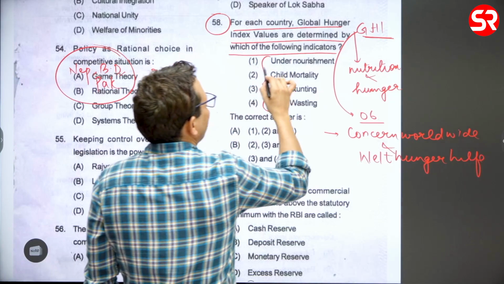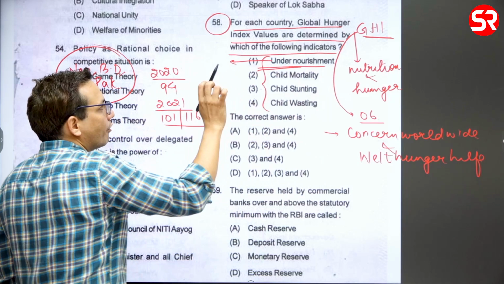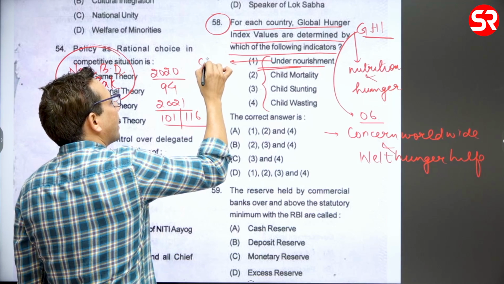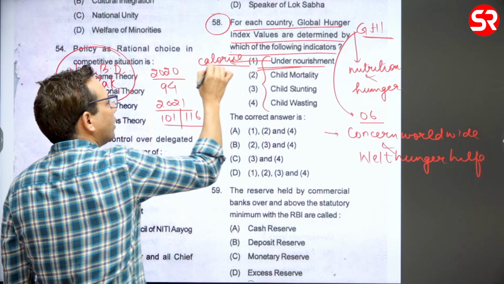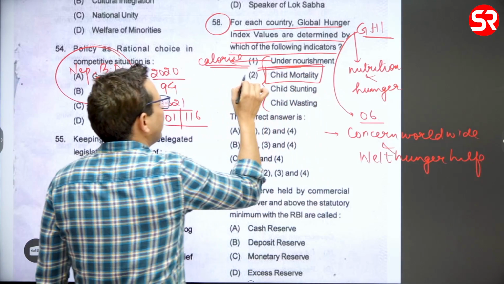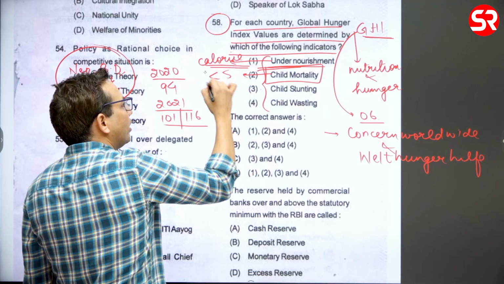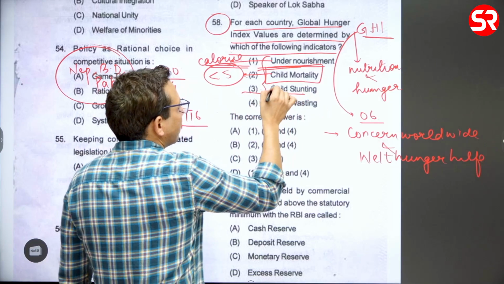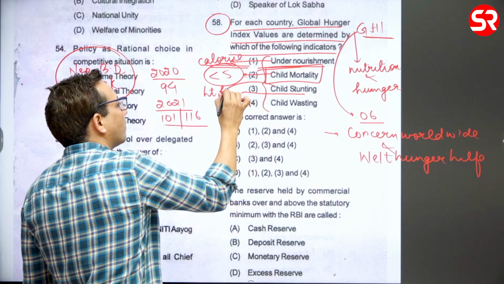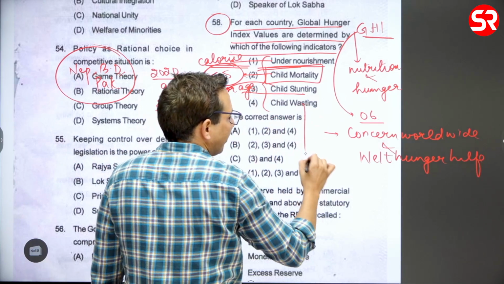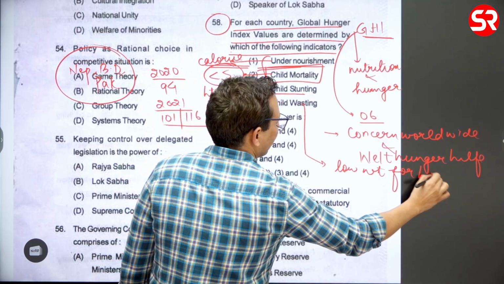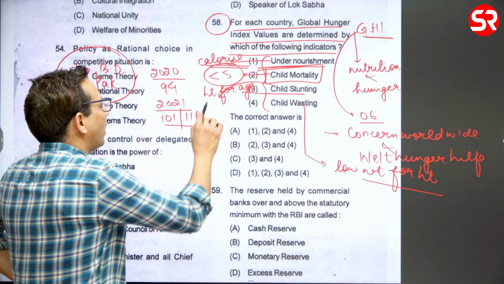So, what is undernourishment? It basically tells about the share of people with insufficient calorie intake, not about kids. It is the total population which is having insufficient calorie intake. Child mortality is the number of kids below the age of 5 who are dying. Child stunting is the share of kids below the age of 5 who have low height for age. And child wasting tells us about low weight for height.